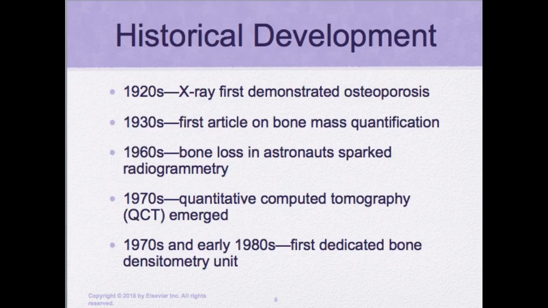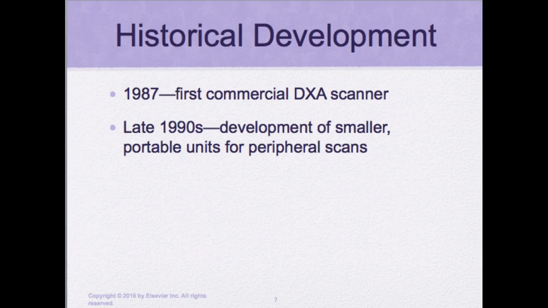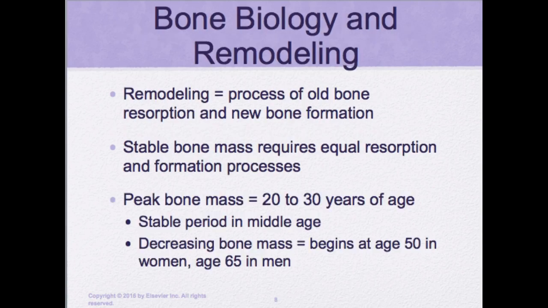So some history here. 1920s, first demonstration of osteoporosis. The 30s, first article on bone mass quantification. The 60s, bone loss in astronauts sparked radiogrammetry. 1970, quantitative computed tomography, and the 70s and early 80s, first dedicated bone densitometry unit. In 1987, first commercial DXA scanner. In the late 90s, development of smaller, more portable units for peripheral scans.